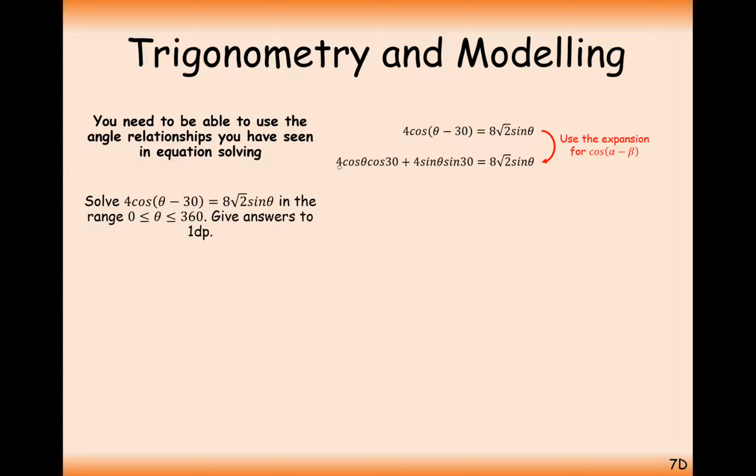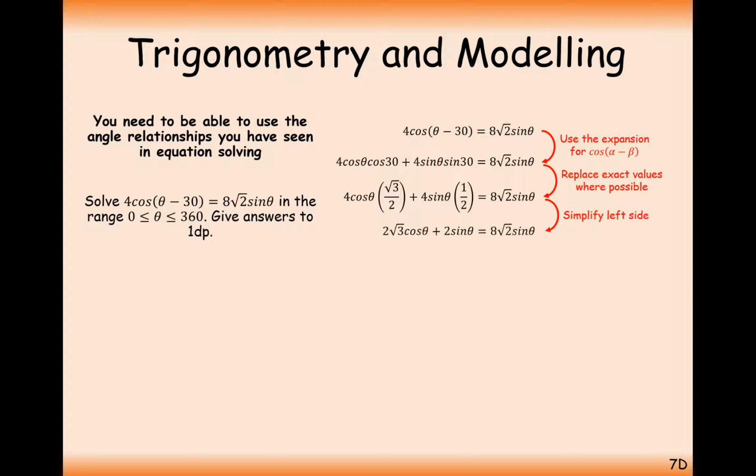In this case here, it's going to be 4 cos theta cos 30 plus 4 sine theta sine 30 equals 8 root 2 sine theta. Now we can simplify the cos 30 and the sine 30. So let's go ahead and do that using the exact values where possible. We don't need to times through by 2 because we've got numbers that cancel out. So great, this is what we've got at the moment.